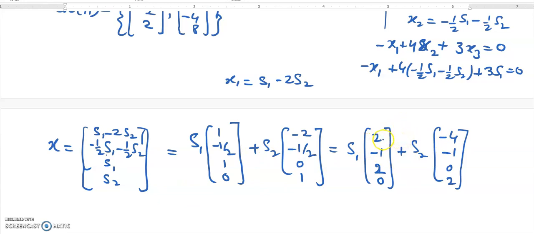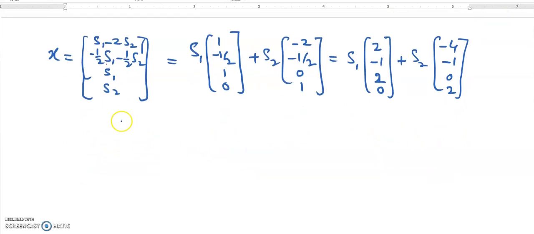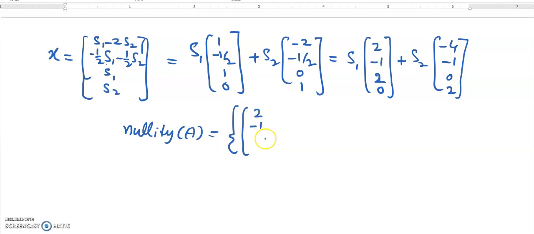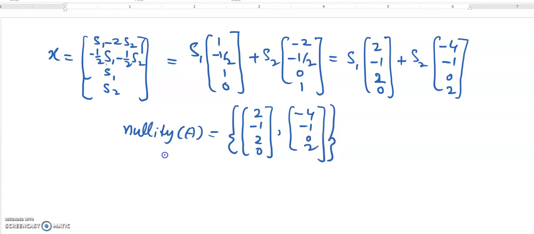And we can see that the null space of A will be spanned by these two vectors: 2, minus 1, 2, 0, and minus 4, minus 1, 0, 2. Okay, so on the rank nullity principle, rank plus nullity.